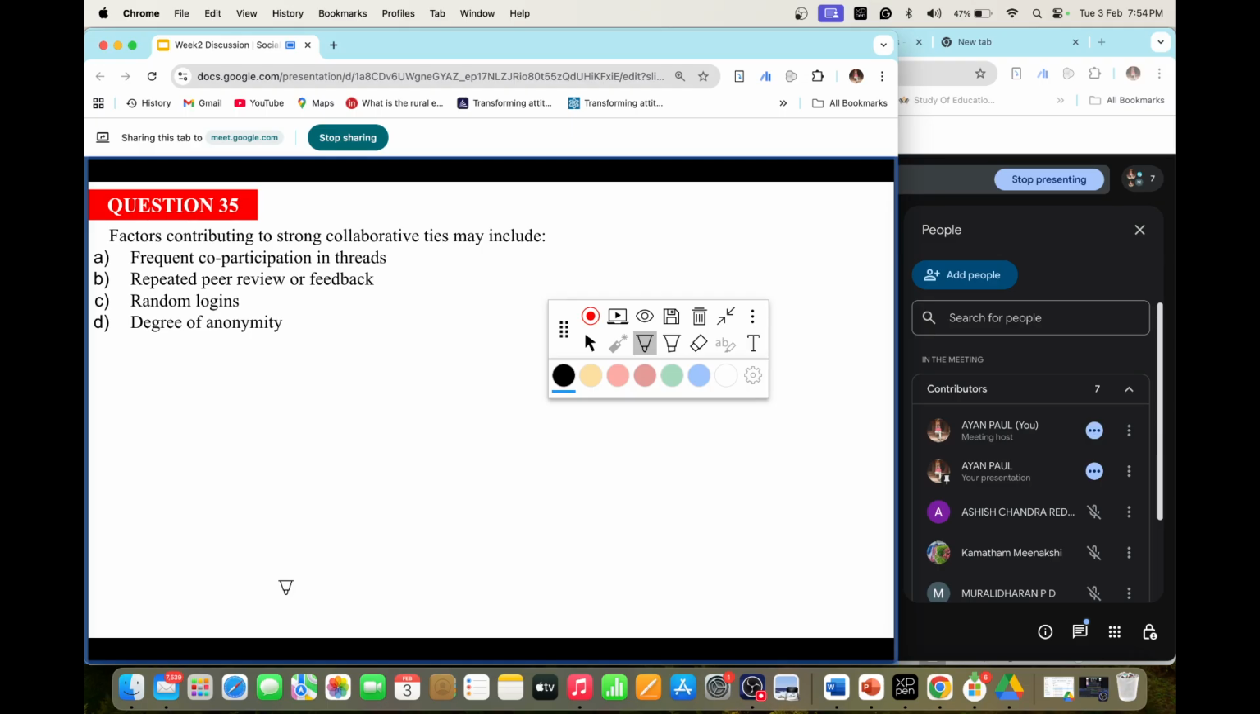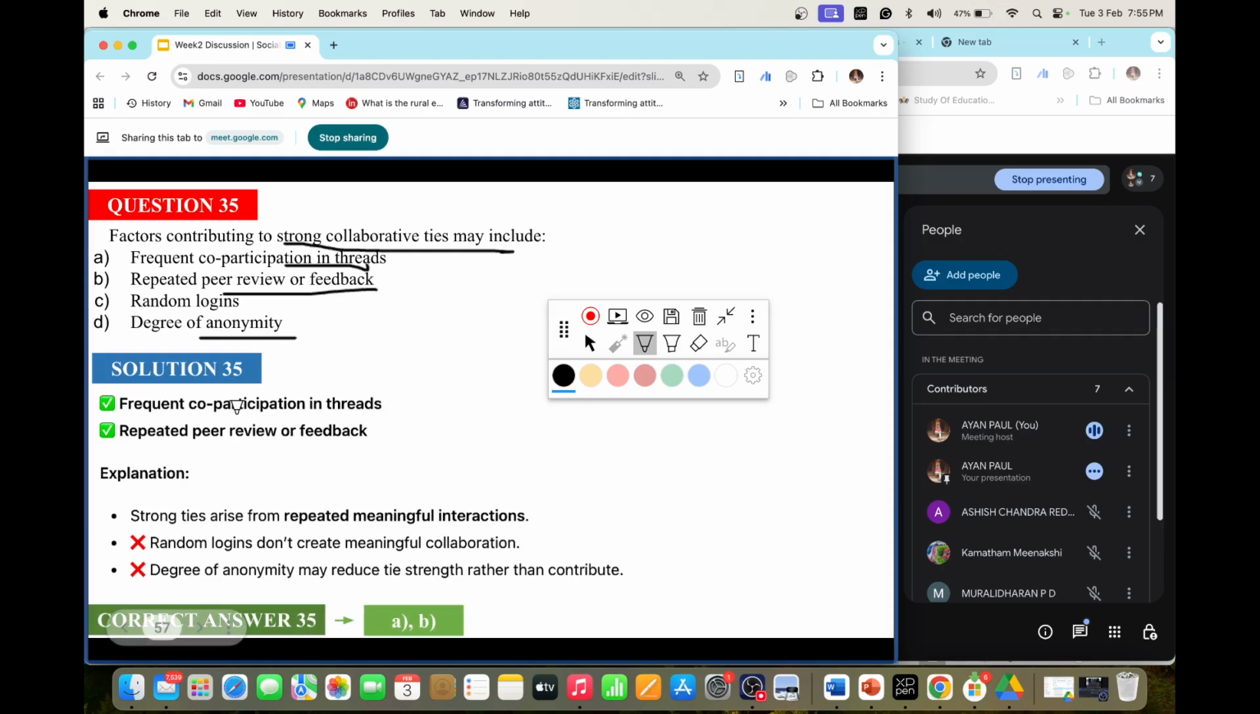Question number 35: factors contributing to strong collaborative ties may include A, frequent co-participation in threads; B, repeated peer review or feedback; C, random logins; or D, the degree of anonymity. Frequent co-participation in threads can be right. Repeated peer review or feedback should be right too. Random logins, we cannot say. Degree of anonymity, we cannot say. So again, I think option A as well as B: frequent co-participation in threads as well as repeated peer review or feedback.